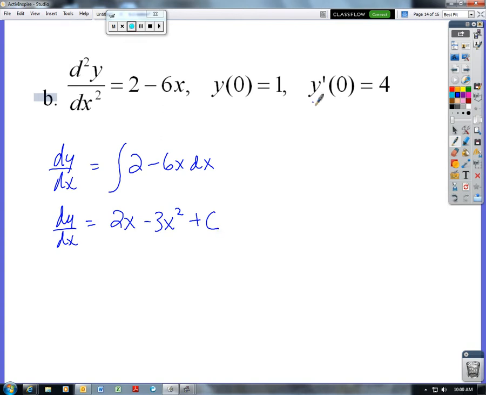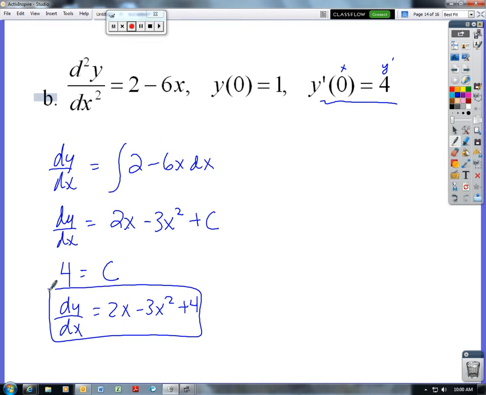Then we have to use this initial condition here because the first derivative is 4. So 4 will go in for dy dx. This is our x. This is our y prime. So 0 is going to go in here and here. So that's just going to be a big fat 0. So we're just going to have a c there. So our c is 4. I'm going to come back and put that back in here. And that's the derivative, dy dx, the first derivative.